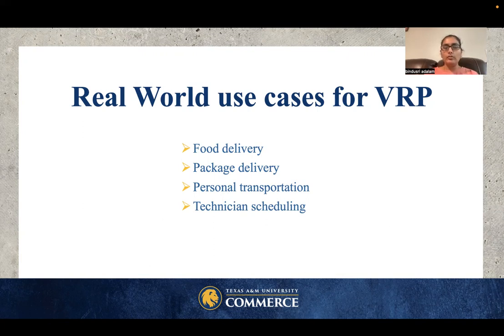Coming to the real world use cases for VRP, VRP is a common use case for businesses that deal with some kind of transportation, such as food delivery, package delivery, personal transportation, technician scheduling, where employees need to travel in order to perform some kind of service task, etc. Formally, it is an optimization problem that seeks to service a number of customers with a fleet of vehicles. In real life, each use case comes with a unique set of additional constraints.